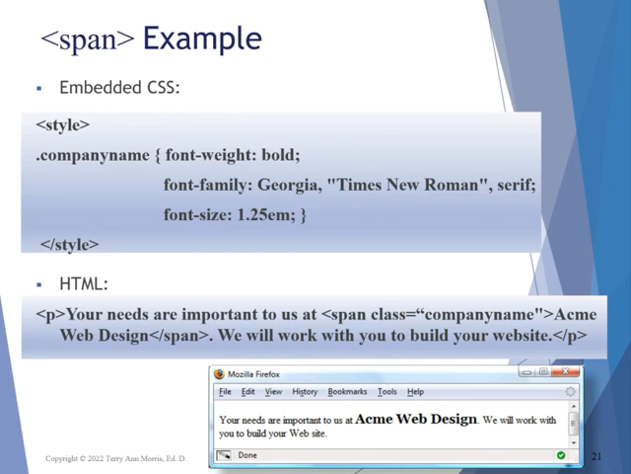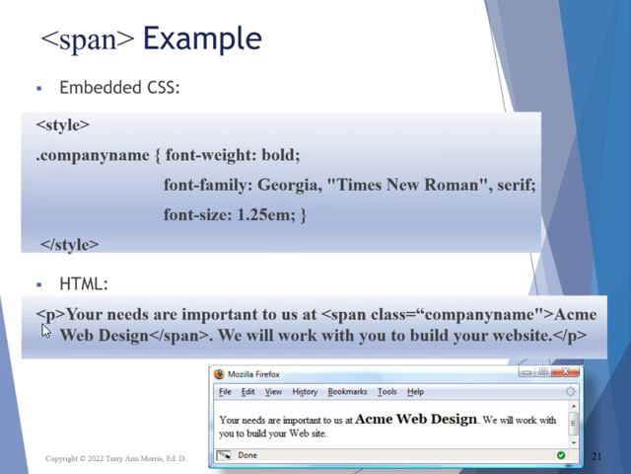Here is a span example. Here we have embedded CSS. We open the style and we declare the selector. For the font weight, we give it bold. For the font family, we give it Georgia, Times New Roman, serif. And for the font size, we give it 1.25 em. We open the style and we close.